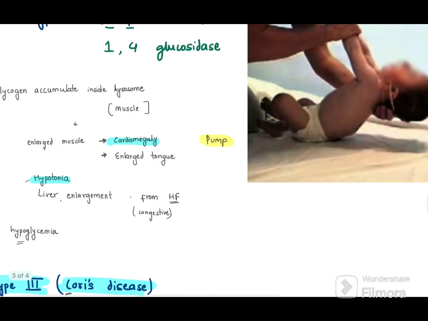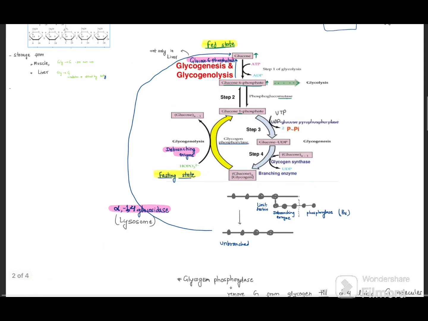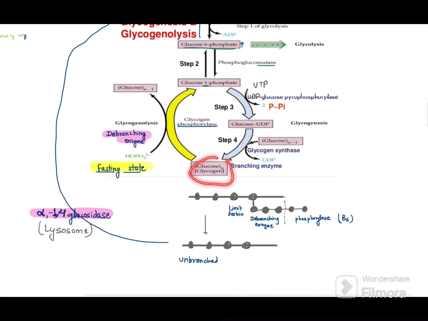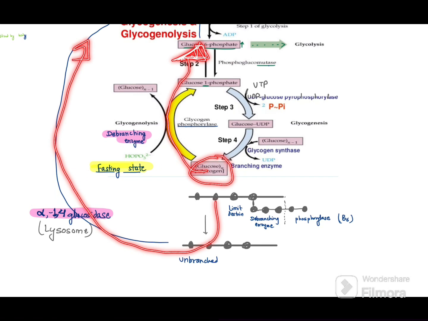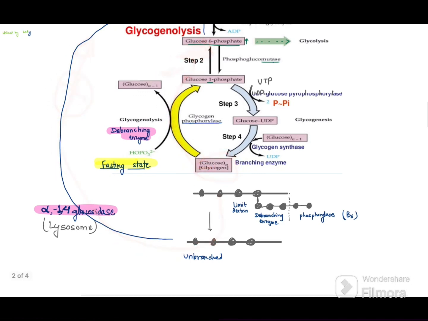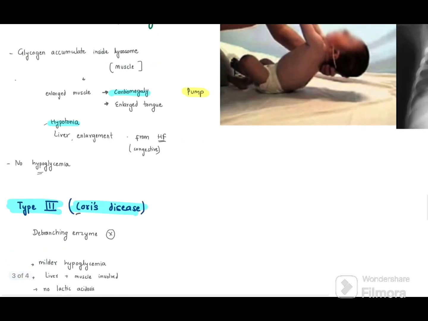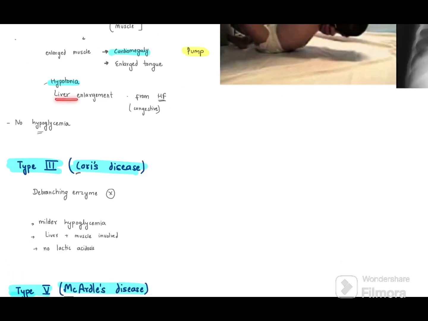Why? Because again in this pathway, glycogen is converted to glucose by two pathways. First is this one, through glucose 6 phosphatase. The other is this one, through the lysosomal alpha 1,4-glucosidase, right? This one is absent, this pathway is not working, but the other is working, so there will be no hypoglycemia in Pompe's disease. There will be liver enlargement, but not due to storage dysfunction; it is due to heart failure. Congestive liver enlargement will be there.